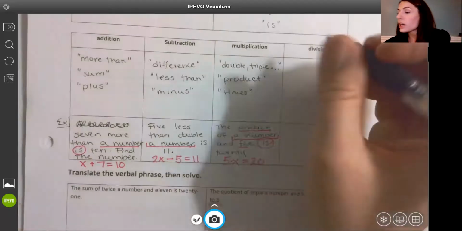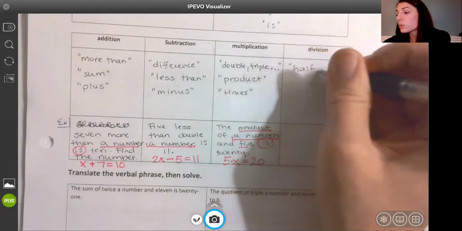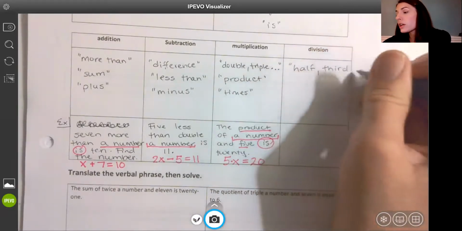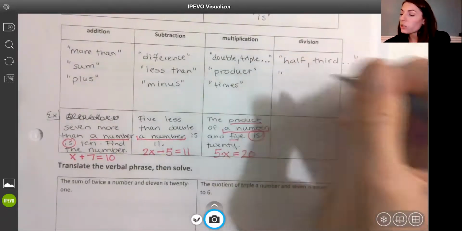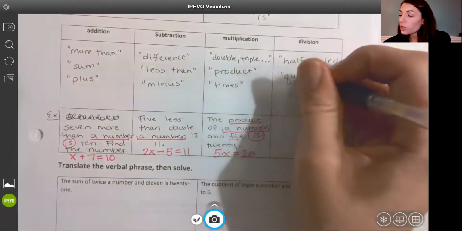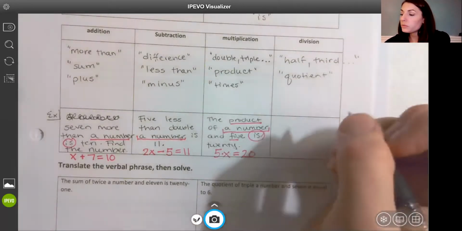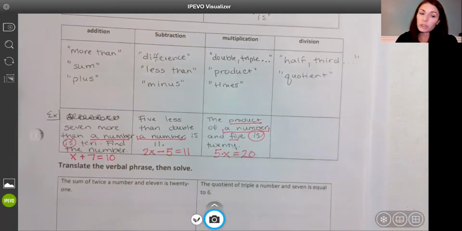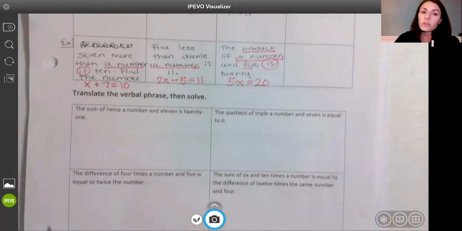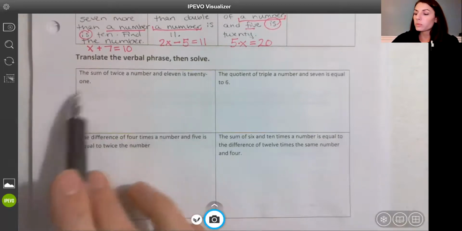Division, again, sometimes like double and triple, so sometimes it's going to say like half of a number or a third of a number. That would mean we're dividing. Or our special word for division is the quotient, or divided by, and so on. So I think I'm going to skip our example here and move to the examples down below. So first, take a moment and read through our first example.